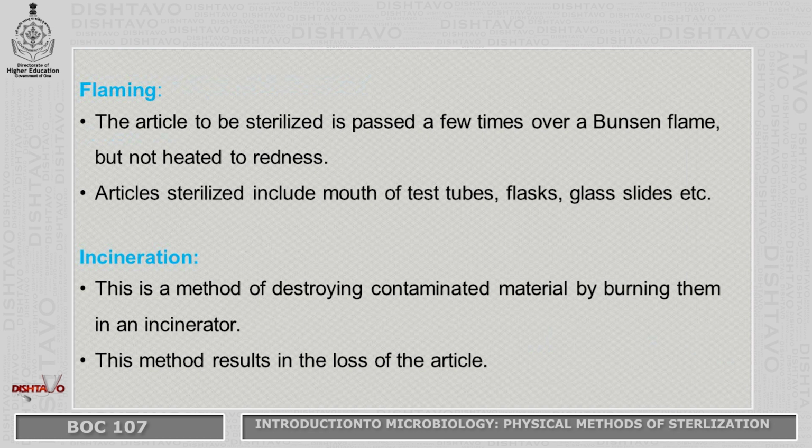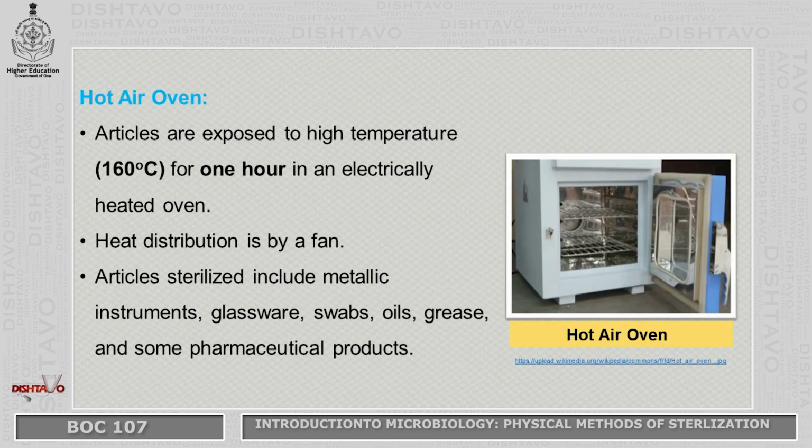Next is flaming. The article to be sterilized is passed a few times over the Bunsen burner flame and not heated to redness. Articles sterilized here include the mouth of test tubes, flasks, glass slides, etc. Next is incineration. This is a method of destroying contaminated materials by burning them in an incinerator. This method results in the loss of articles.